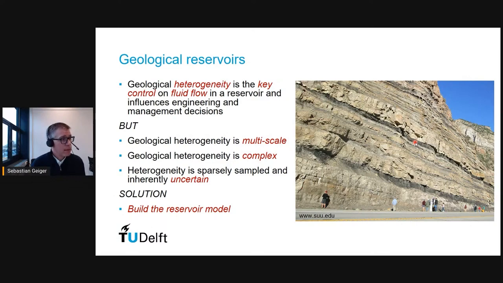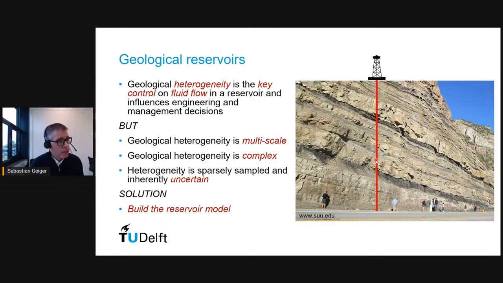The problem is that heterogeneity is sparsely sampled and inherently uncertain. So if we drill into that formation, that well is only going to sample a very, very small fraction of the reservoir, and we don't know how to interpolate geological heterogeneity in between the wells. There's always going to be some degree of uncertainty.